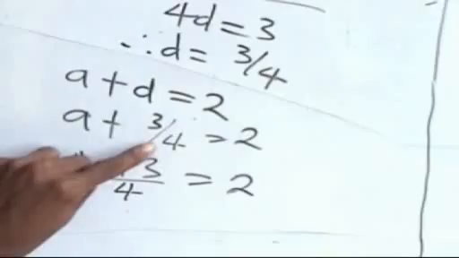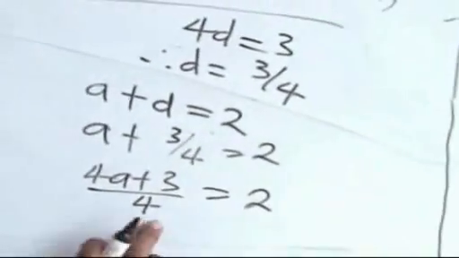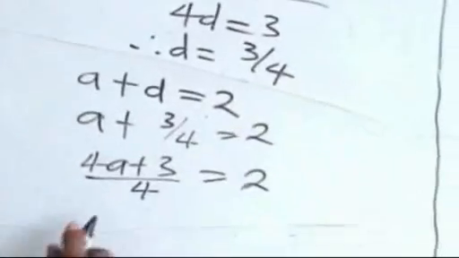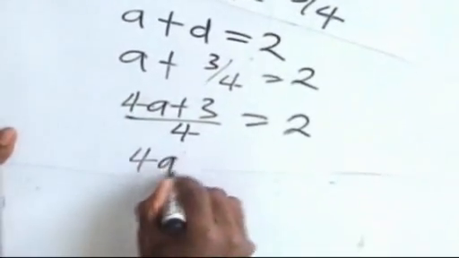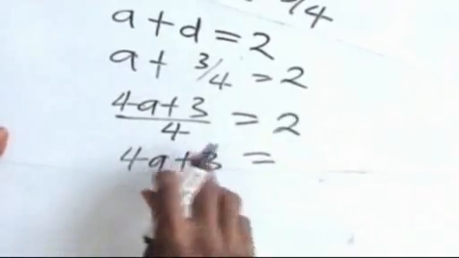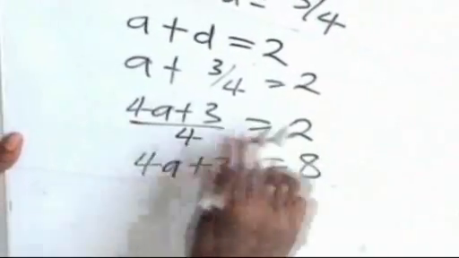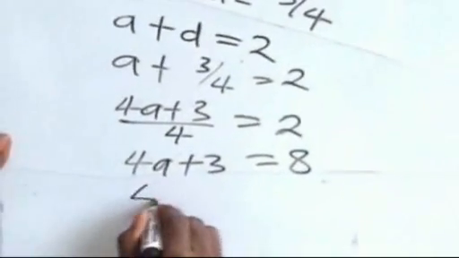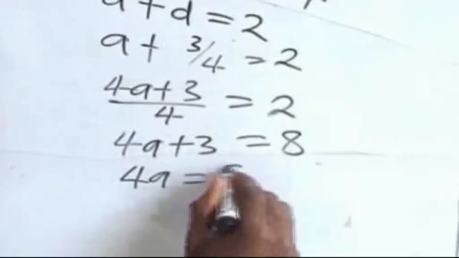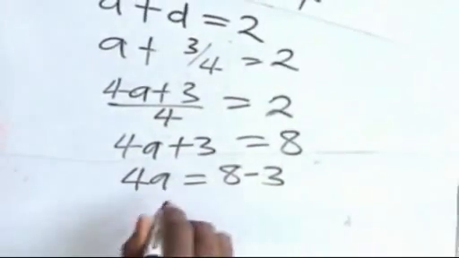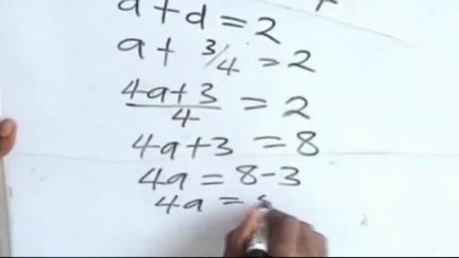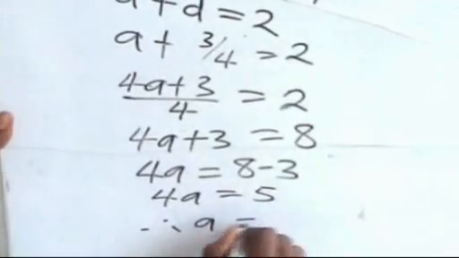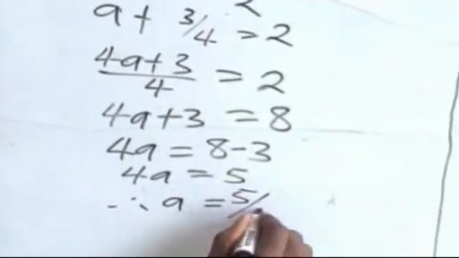What we simply did here is find the LCM of 1 and 4, which is 4, and we use it to multiply out. So if we cross multiply here, we'll have 4a plus 3 is equal to 8. 4 times 2 is 8. So from here we'll have that 4a is equal to 8 minus 3. And that means that 4a is equal to 8 minus 3 is 5. Therefore our a is equal to 5 all over 4.